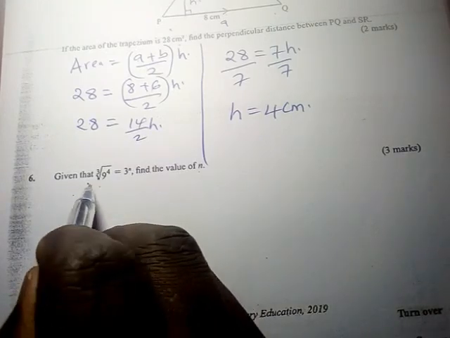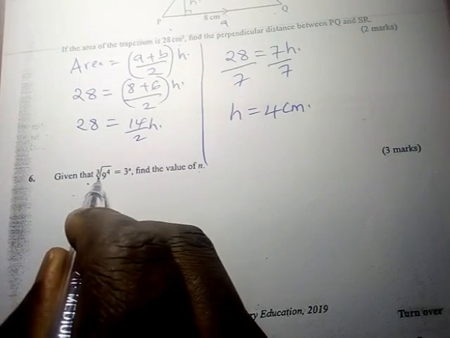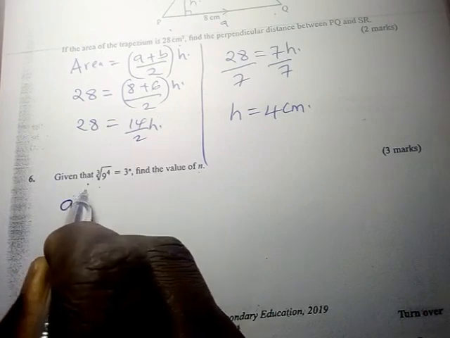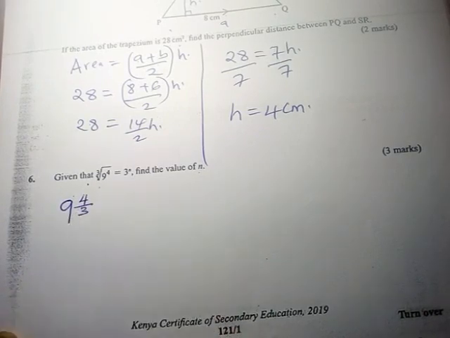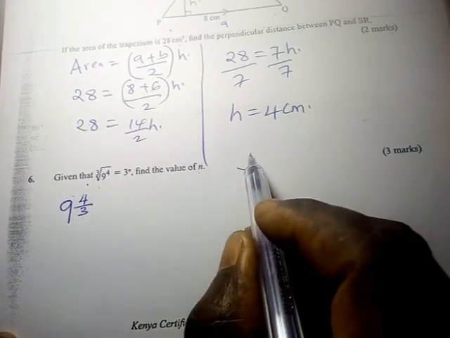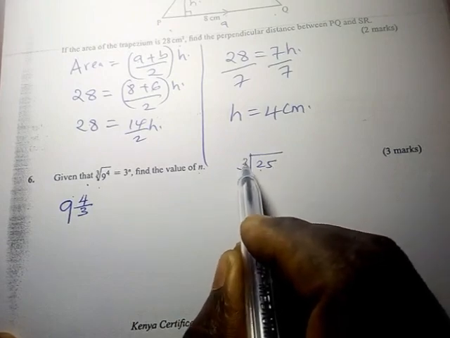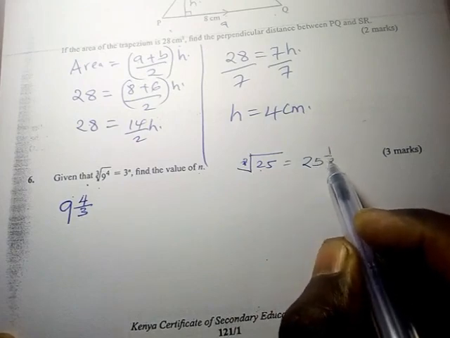Given, so this one is the same as 9 cube. This is the power which is going to be 4 over 3. Hii venye imeandikwa hivi inafanana hivi. Ni kama wakati umeandikiwa the square root of 25. The square root here is 2. Sawa, lakini hatuwekangi. This is the same as 25 raised to power 1 over 2.